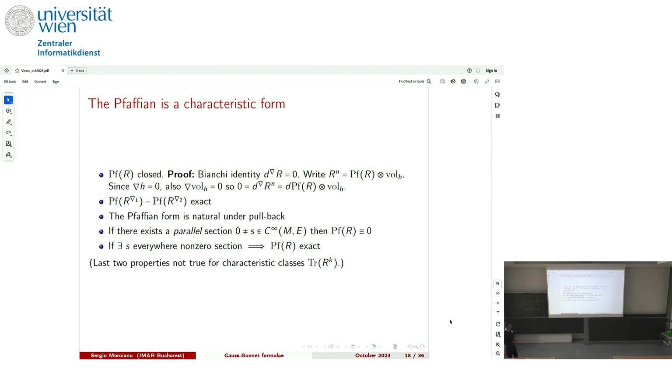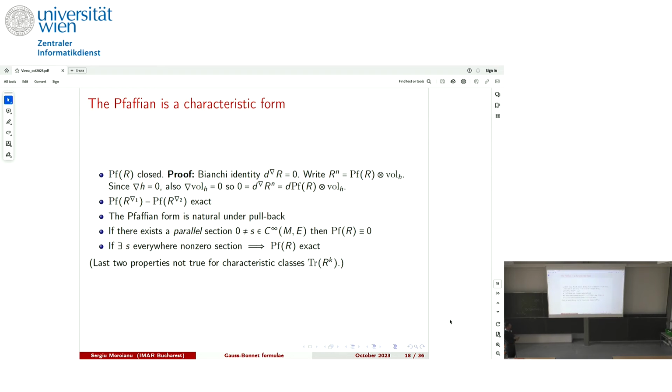If the bundle admits a parallel section, then the Pfaffian dies, because the curvature doesn't see one direction and it needs all the directions. Okay, maybe I'm wrong. Maybe this is only true for a top degree, when E has the same rank as the dimension of M. I guess. Or maybe not. No, I think, yeah, I guess it's true in general.